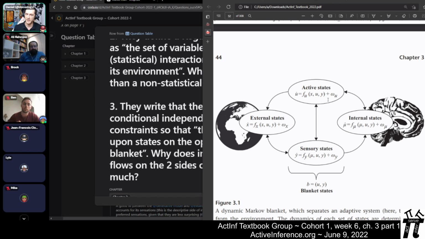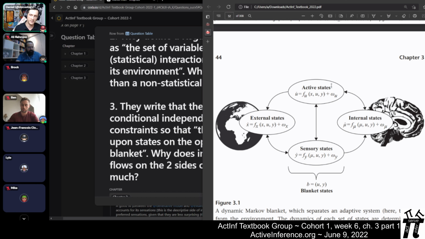Yes, sometimes with a possible typo like that, it's so egregious and blatant that it's challenging to even know, but we can absolutely ask the authors. But just to read the equation and think about why it is that way, the dot is the rate of change of a variable. So the internal states are mu, and so this is the rate of change of internal states, rate of change of external states x, and the rate of change of u, the active states, and y, the sensory states. So we're looking at how these partitioned states in a Bayes graph change through time.